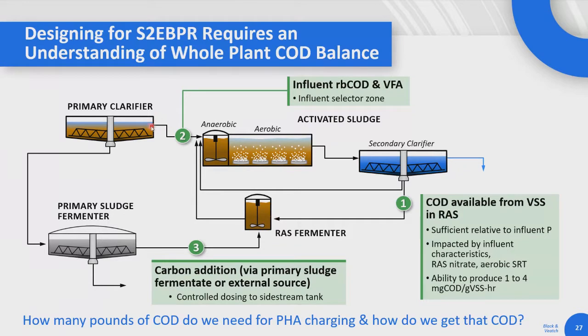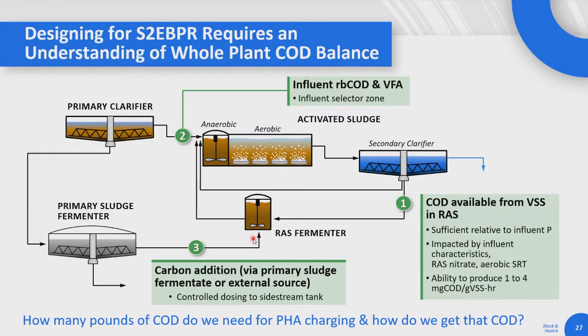So one place we can look is just the RB COD and VFA in our primary effluent or our influent to our aeration basins. You can still have an anaerobic zone at the front of the aeration basins, and kind of have a combination of side stream and mainstream. The other option is to look at a supplemental carbon source. So like James showed some examples with the gravity thickener overflow or primary sludge fermentate, where you actually add in a certain mass of carbon into your RAS fermenter to make up your gap.